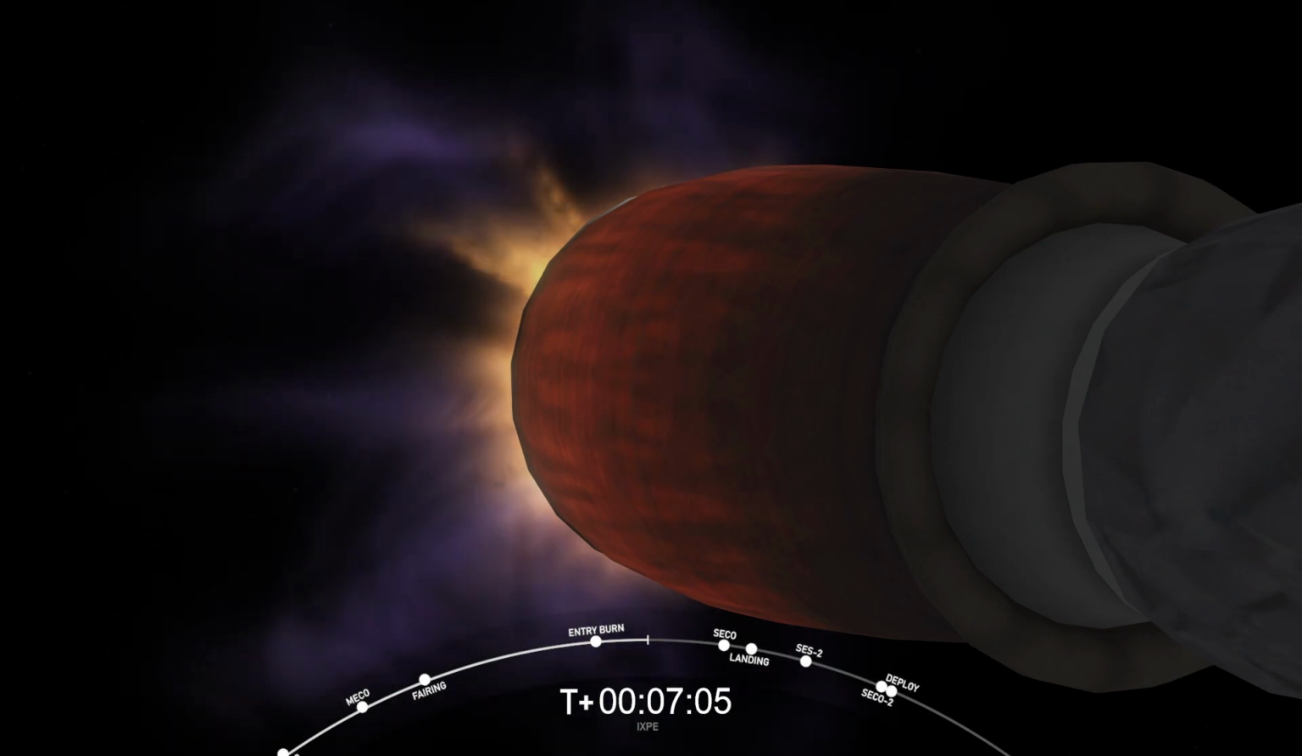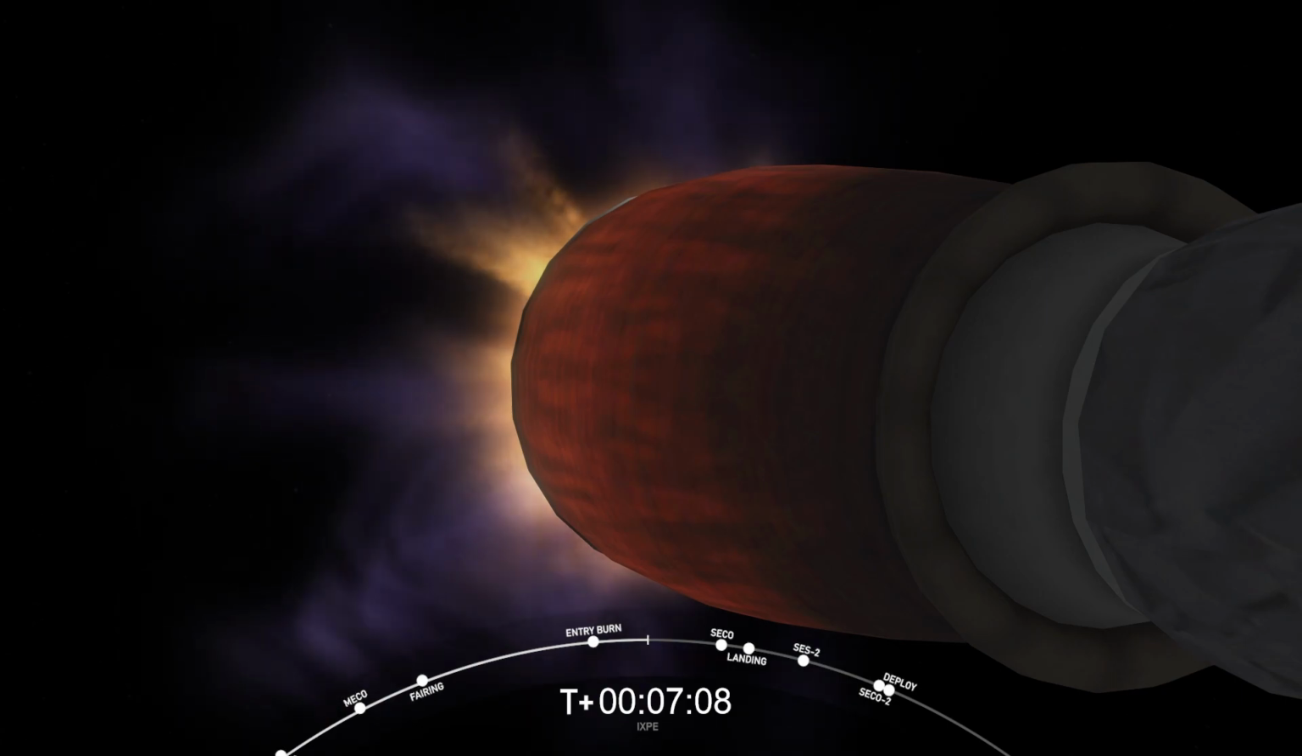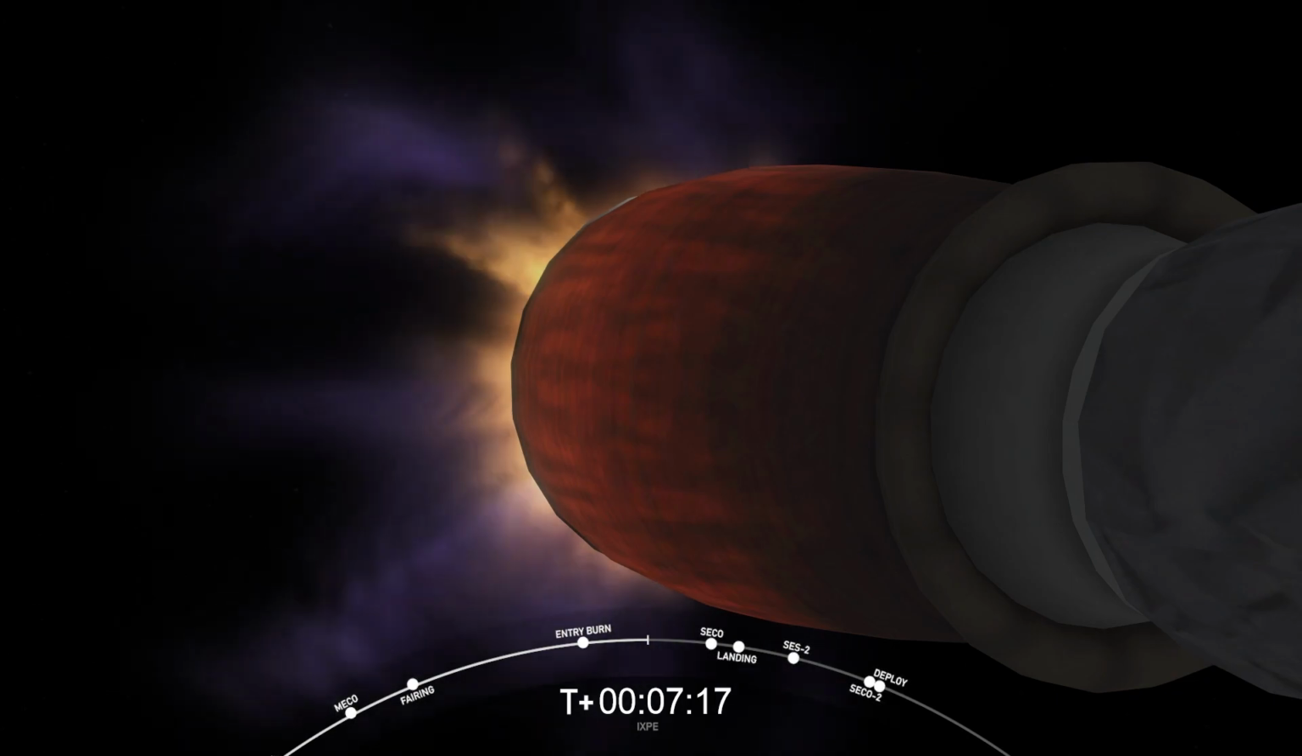Nominal shutdown of the entry burn. The next activity for the first stage will be the landing burn. That'll happen at about T plus 8 minutes and 10 seconds. Second stage continuing to look nominal.